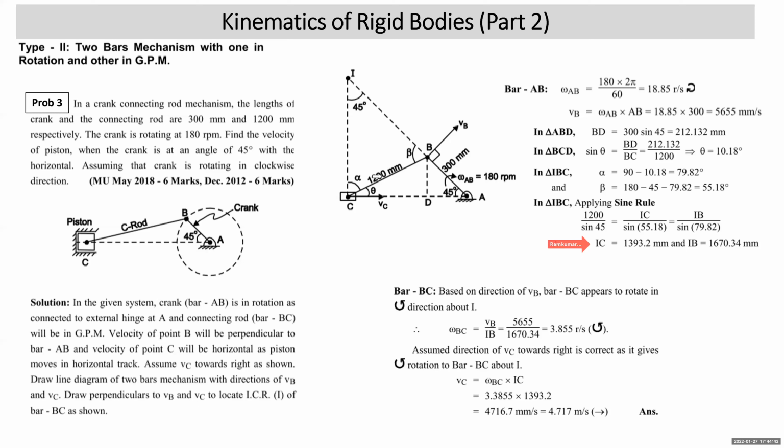So VC is omega BC into CI. What is it? VC is omega BC into CI or IC. Omega BC is 3.855 into IC. IC is what? 1393.2. You get VC as 4716.7 mm per second or 4.717 meter per second, and it is to the right, horizontally towards right.